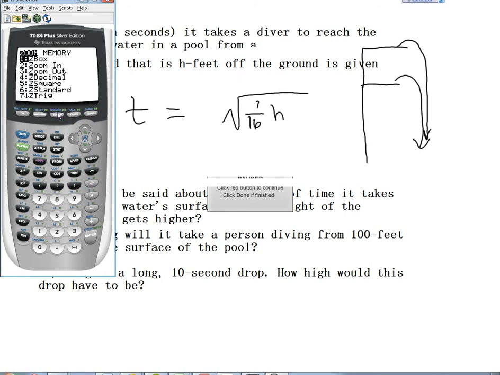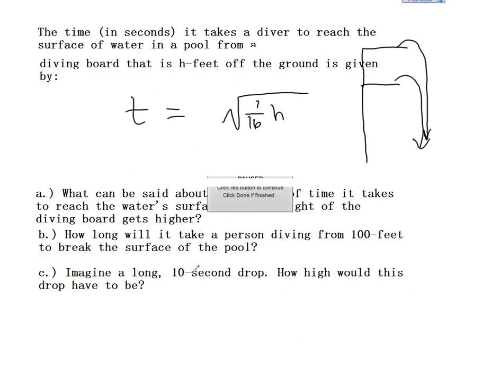Let me zoom in just a little bit, so set my window a little bit lower. I don't really need to consider negative heights, and I don't need to consider negative times, so let's just do maybe 0 to 100. Well, as we can see, this is the height of the diving board. As the height of the diving board increases, the time it takes also increases, but notice that it doesn't take that much longer for every additional foot the pool increases in height.